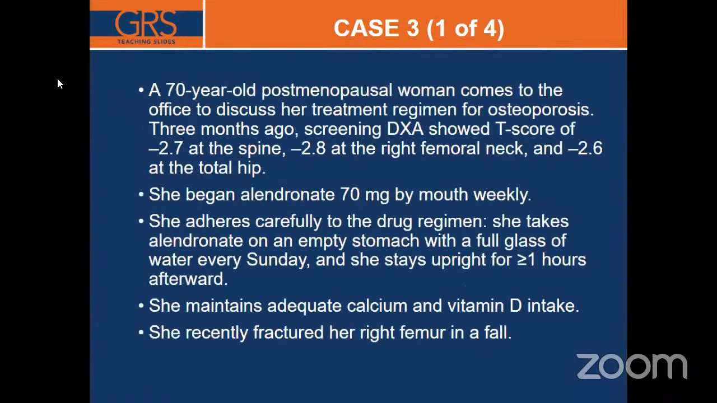Our last case is a 70-year-old postmenopausal woman. She comes into the office to discuss her treatment regime for osteoporosis. 3 months ago, she had a screening DEXA, and it showed a T-score of negative 2.7 at spine, negative 2.8 at the right femoral neck, and negative 2.6 at total hip. She began alendronate 70 mg by mouth weekly. She adheres carefully to the drug regime. She takes alendronate on an empty stomach with a full glass of water every Sunday, and she stays upright for more than 1 hour afterwards. She maintains adequate calcium and vitamin D intake. She recently fractured her right femur in a fall.